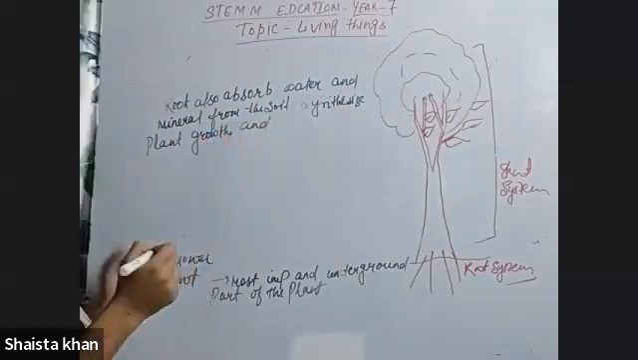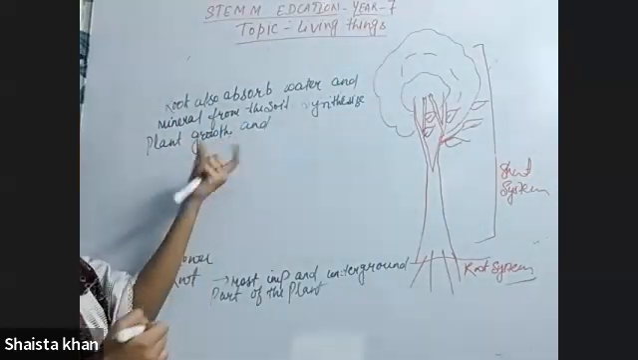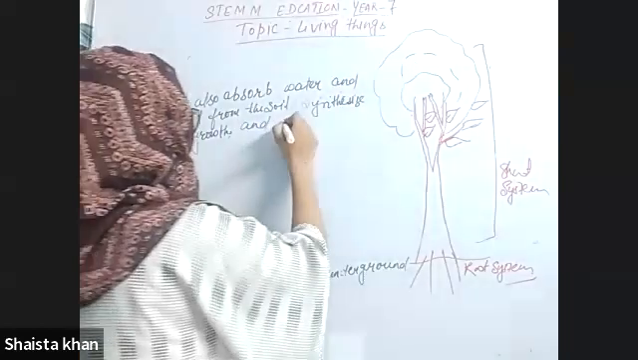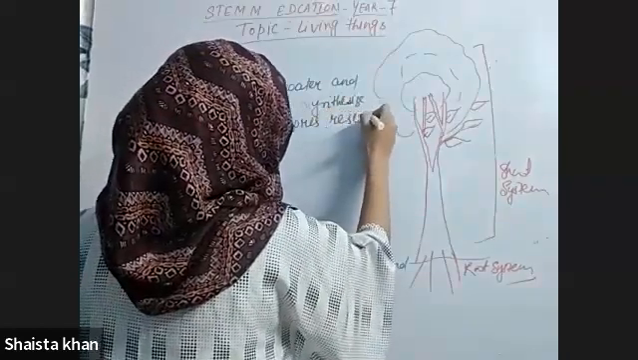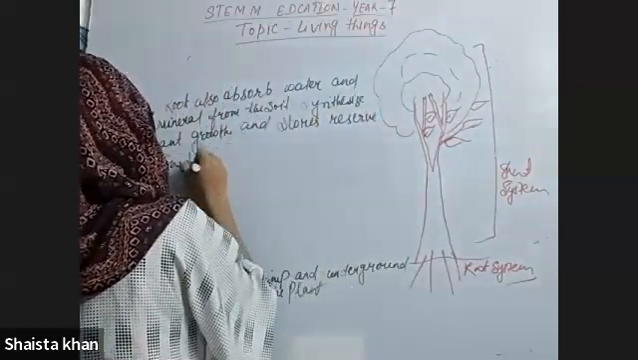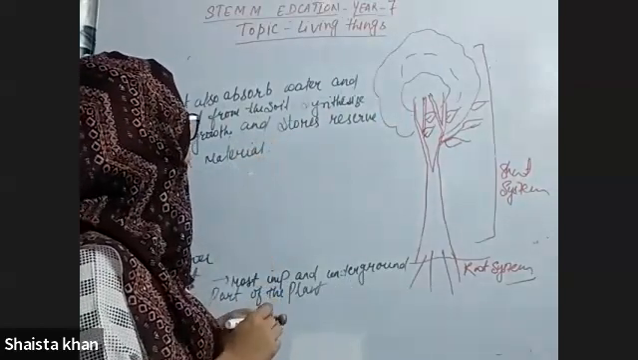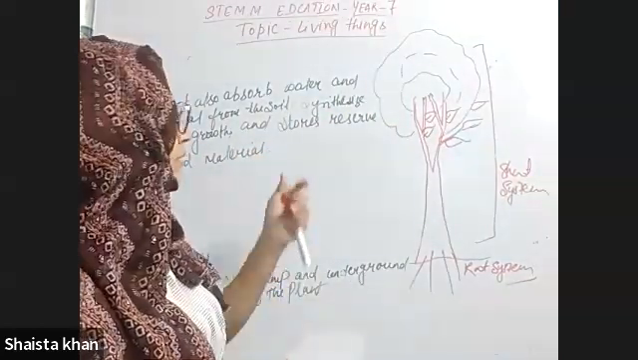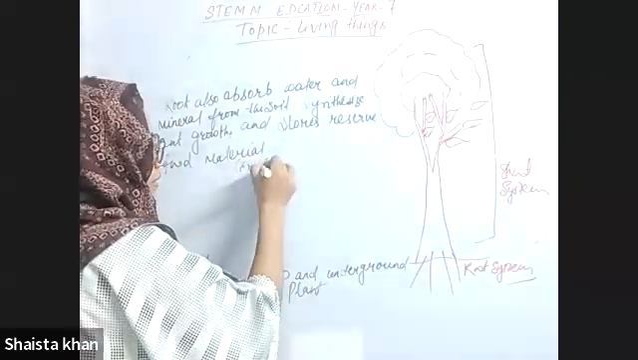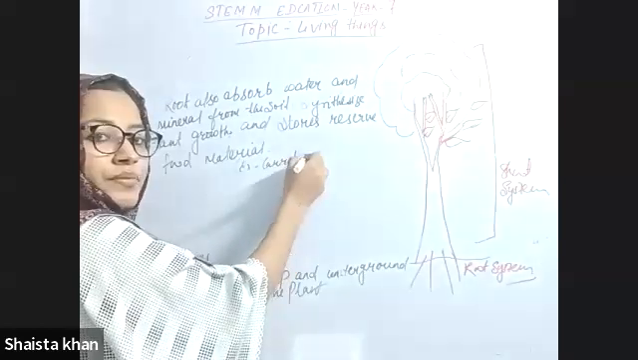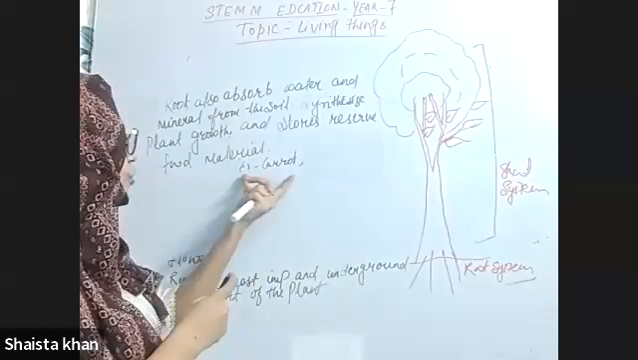You know what? Some roots also store food. Some roots store reserve food material. You know what that reserve food material is? Which type of plant is it? Examples of reserve food material are carrot and radish.